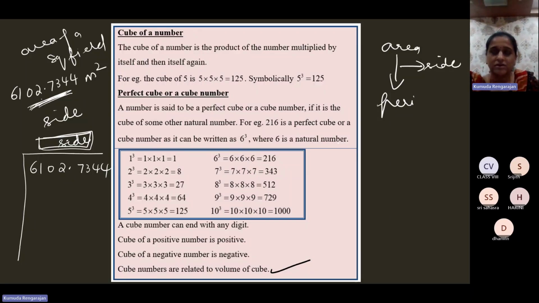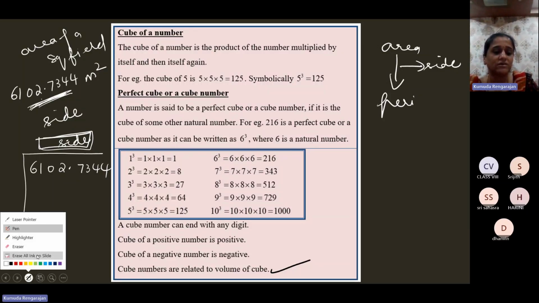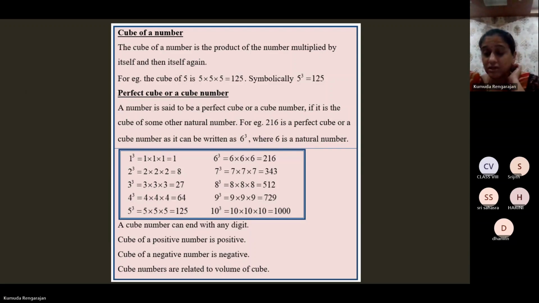So area is given, find the square root of the area value by the long division method. What you get in the quotient is the side of the square field. Now you have the side, 4 into side will give you the perimeter. So that's what is meant by saying a square number or a perfect square is related to area of a square. Similarly here, cube numbers are related to volume of a cube.